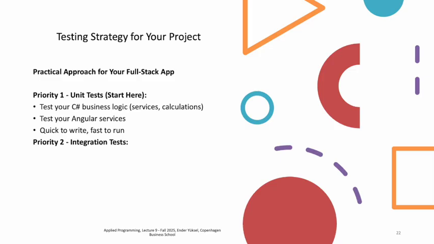Priority 2. Add integration tests. Once you are comfortable with unit tests, add integration tests for critical API endpoints. That's testing that your most important API endpoints work end-to-end. For an e-commerce project, for example, test creating a product, retrieving a product, creating an order, and user registration. Database operations. Test that your data access actually works with a real database.